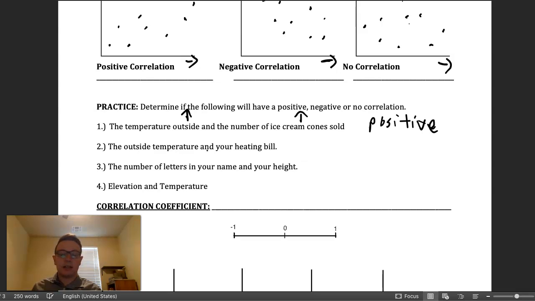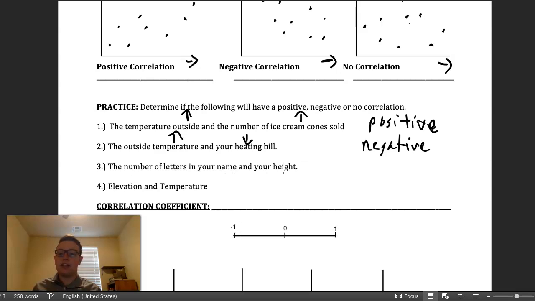What about the outside temperature and your heating bill? As the outside temperature increases, what would we expect the heating bill to do? And would that give us a positive, negative, or no correlation? Well, as our outside temperature increases, we're going to have to heat less, so our heating bill should probably go down. One going up and the other going down, that is a negative correlation.